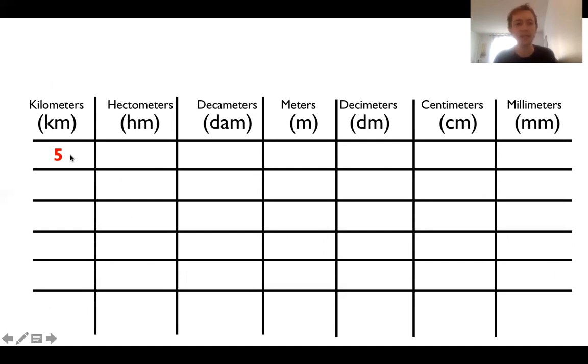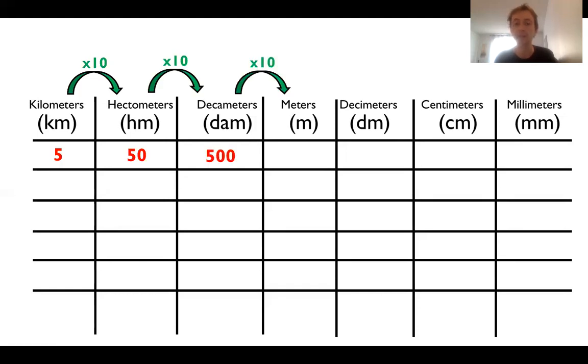Okay, so to get there, we're just going to do it one step at a time. We're going to go from kilometers to hectometers first. So we times it by 10 and we get 50. Then we're going to go to decameters next. Times it by 10 again, 500. You can probably see a pattern. Times it by 10, 5,000. So 5 kilometers is 5,000 meters.